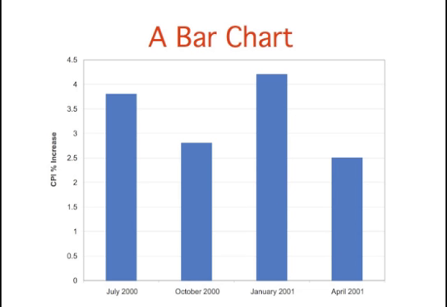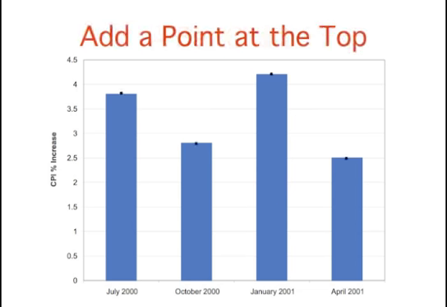This figure is a bar chart of the percent change in the Consumer Price Index, also known as the CPI, over time. Each bar represents percent increase for the 3 months ending at the date indicated. Let's convert this bar graph to a line graph.